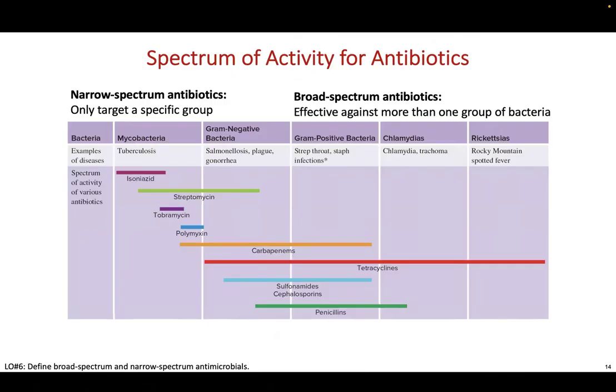Antibiotics actually have a wide spectrum. You can have antibiotics with a narrow spectrum, which basically means they can target only one specific group. And then we have broad spectrum antibiotics, which means they can affect more than one group of bacteria. As you can see from here, if you take an antibiotic like isoniazid, it can only target mycobacteria, which is responsible for tuberculosis. But if you take something like tetracycline, I don't know if this can show.